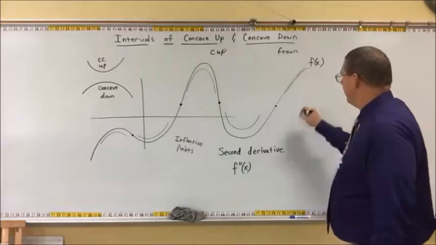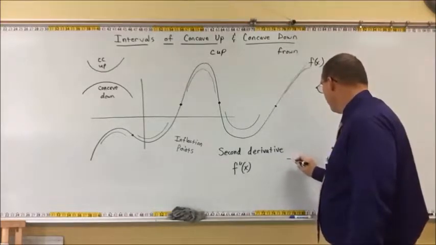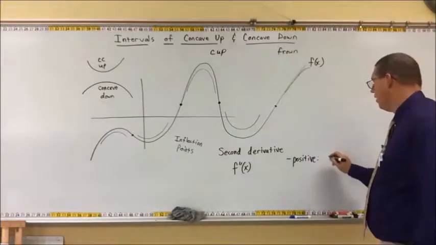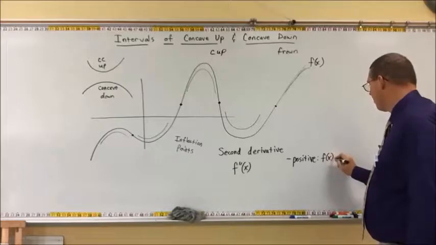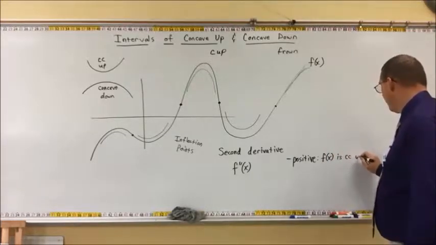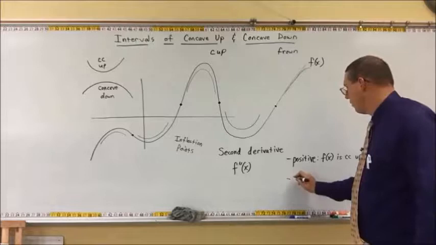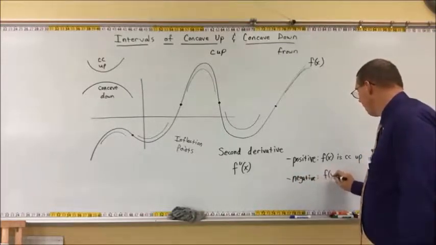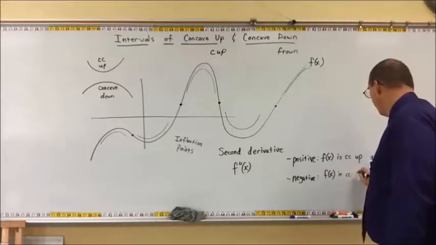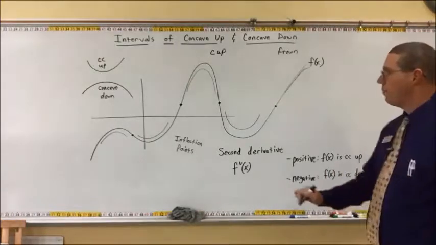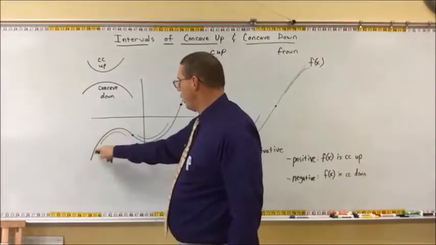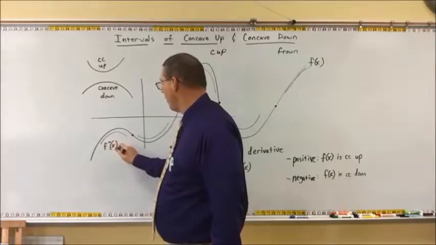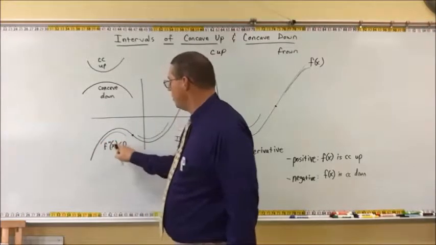Wherever the second derivative is positive, the original function, f of x, is concave up. And wherever the second derivative is negative, the original function, f of x, is concave down. So, this place right here where the shape of the graph is concave down, we would say that the second derivative, f double prime of x, is less than 0. It's negative.